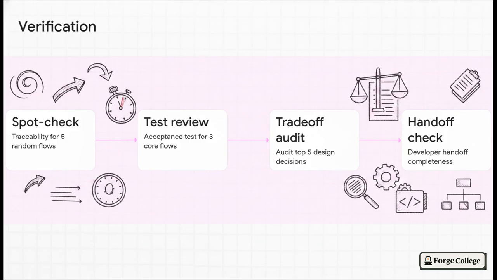Just follow these 4 steps sequentially. First, do a traceability spot check. Pick 5 random flows and confirm the instruction mapping is perfect. Second, run an acceptance test review on 3 core flows to ensure they output measurable data. Third, audit your top 5 trade-off decisions to make sure the evidence is explicitly stated. And fourth, confirm your developer handoff completeness. Ensure your sequence diagrams and data models make sense even to a developer who is entirely unfamiliar with your project.